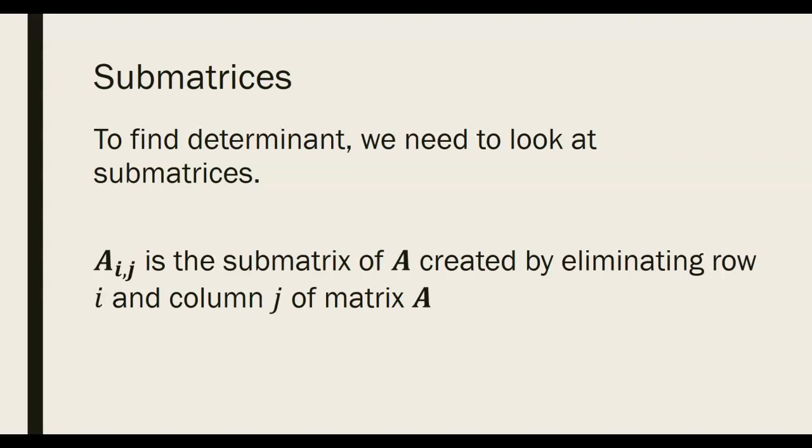All right, so imagine I have a matrix capital A. We're going to look at A sub ij. Basically, that's going to be the submatrix of A created by eliminating row i and eliminating column j of the matrix. So for A sub ij, we look at the ith row and the jth column, and we get rid of them.